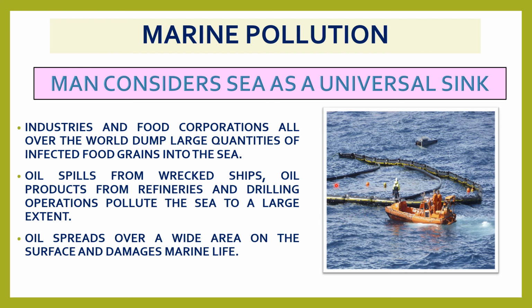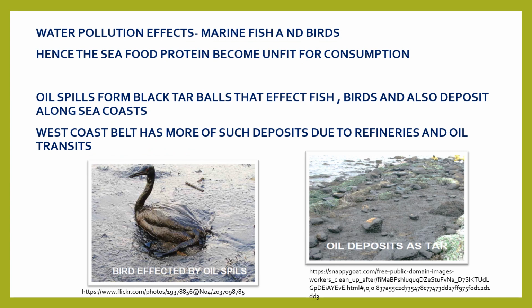And this oil, once it is spilled, starts spreading over a wide surface area, and it affects the marine life. This marine pollution affects both the fish as well as the birds which are present in the oceans. So here we know that seafood protein has become an important part of our diet. Lots of seafood is being consumed by people, and if the fish are affected, then these become unfit for our consumption.